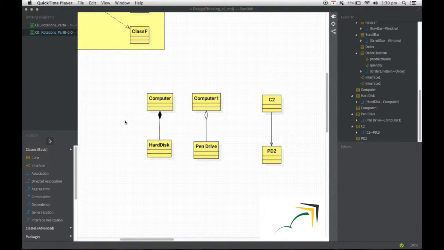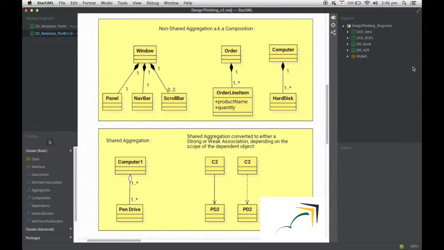Give me one more minute. I'll clean up this particular diagram, and I'll summarize the two types of aggregations that we just looked at.